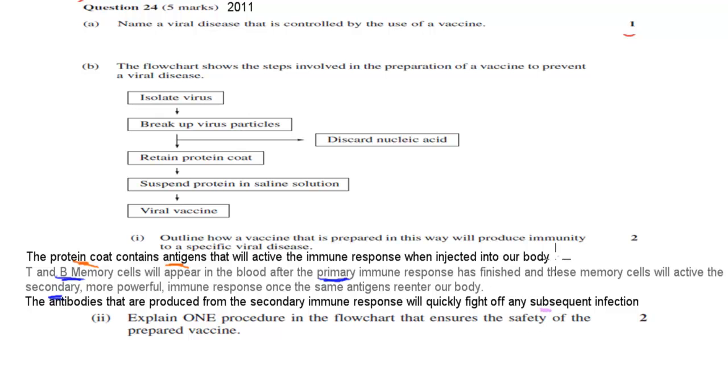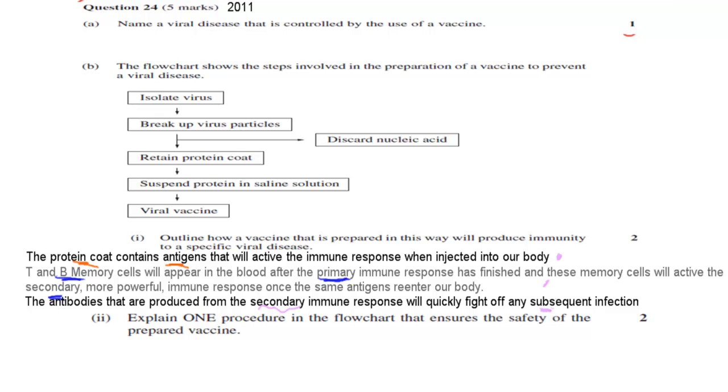Right? So if you say the first 2 statements, that should already be enough to get you 2 marks. But the last one was just added to make sure. The idea would be, you say that the protein code contains antigens, and you quickly describe how these antigens will cause the memory cells to be produced, and the memory cells will then mean that we have the secondary immune response in the future, and that means no more infection.